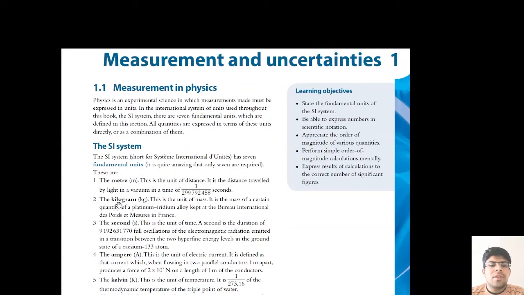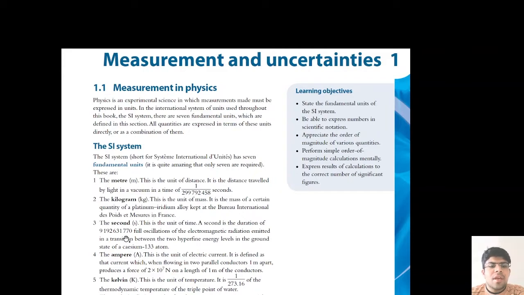And the next is the kilogram, which is denoted by kg. This is the unit of mass. It is the mass of a certain quantity of a platinum iridium alloy kept at the Bureau International des Poids et Mesures in France. So kilogram, kg, is a unit of mass. If we have to measure mass, we use this unit, which is kilogram.